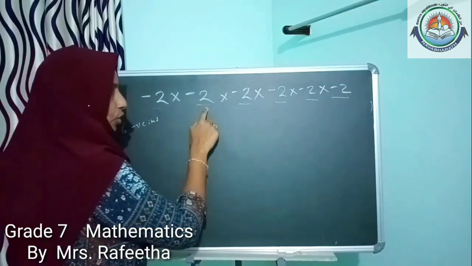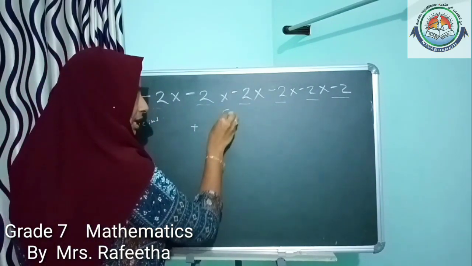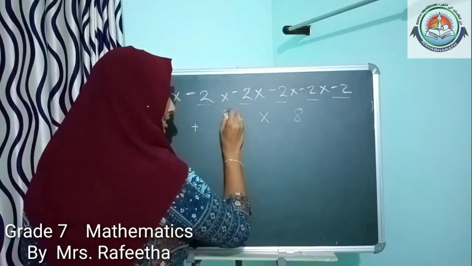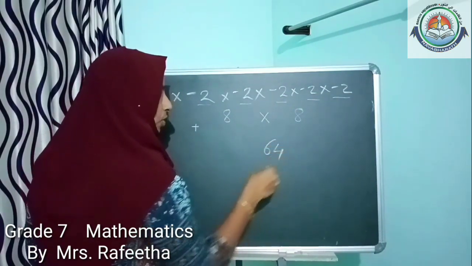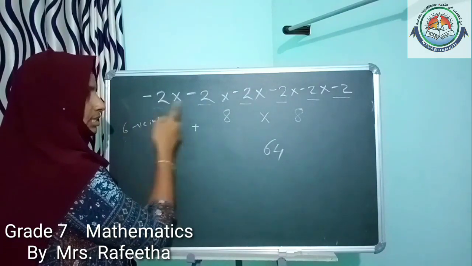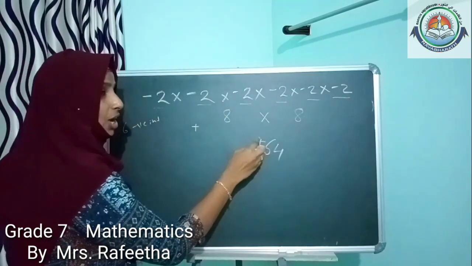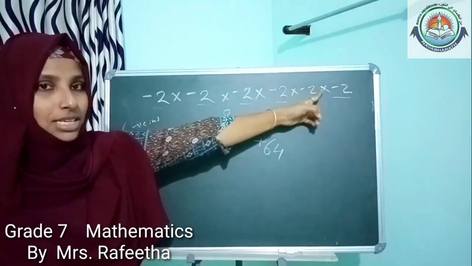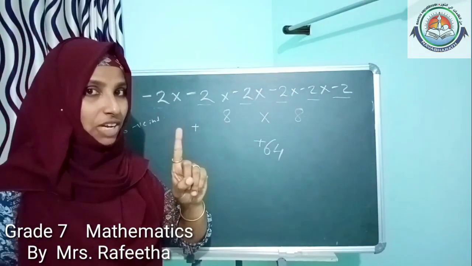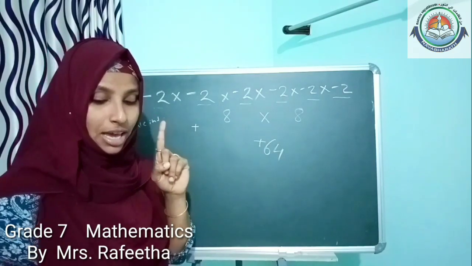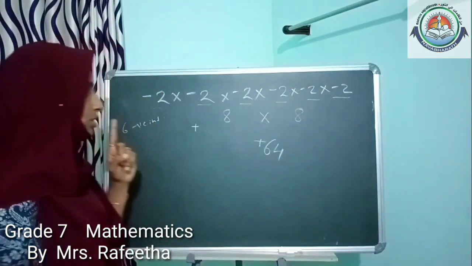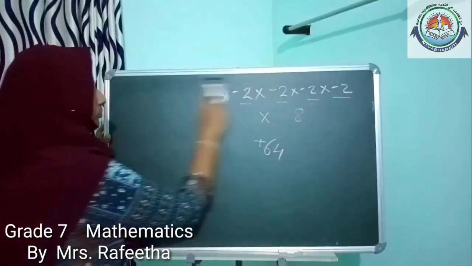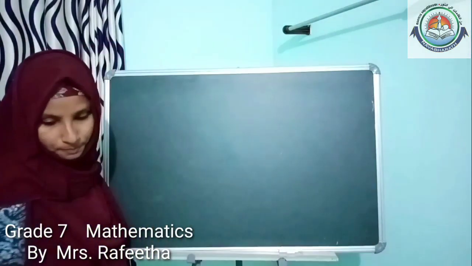Okay, 2 into 2, 4. 4 2's are 8. 8 8's are 64. What is the sign of this? The sign is positive. Why is the sign positive? Because how many negative integers are there here? 6 negative integers. 6 is an even number. Okay, so next question.